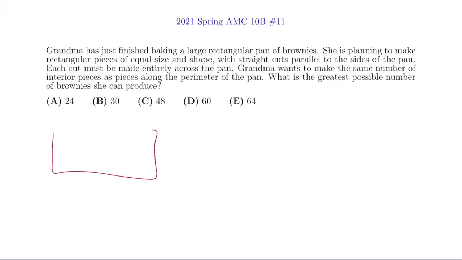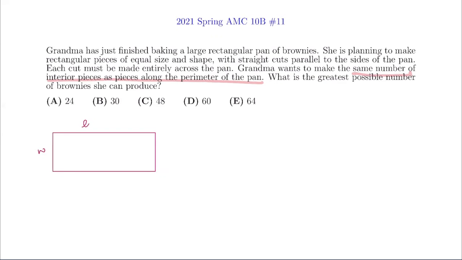Let's first draw our rectangular pan. Let's say it has a length L and a width W. So we realize our condition here that's pretty important is that Grandma wants to make the same number of interior pieces as pieces along the perimeter. So that means the interior will have half the number of pieces as the entire pan.